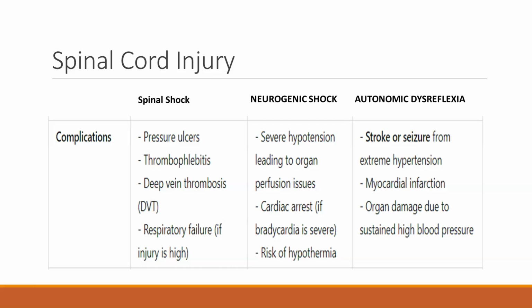And obviously, because you're not perfusing, there's a risk of hypothermia. And with autonomic dysreflexia, because of the elevated blood pressure, you can have issues with either stroke or seizures. You can have MIs because of the lack of perfusion in the coronary arteries, and then again you see the organ damage from MODS.